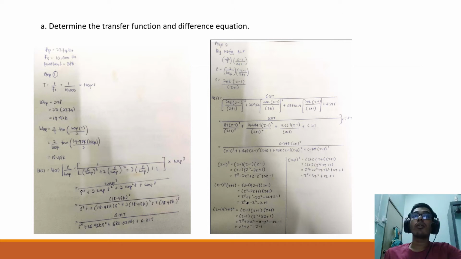And for the transfer function, we can use this equation, H(s) equals 1 over (s/Wp) power of 3, plus 2 times (s/Wp) power of 2, plus 2 times (s/Wp) power of 1, and finally plus 1, and all of this is multiplied by Wp power of 3.